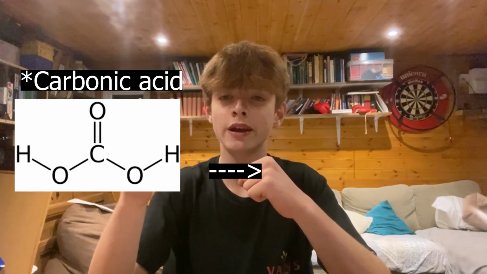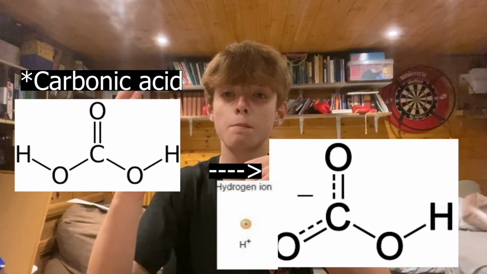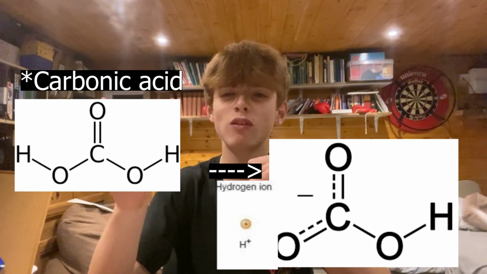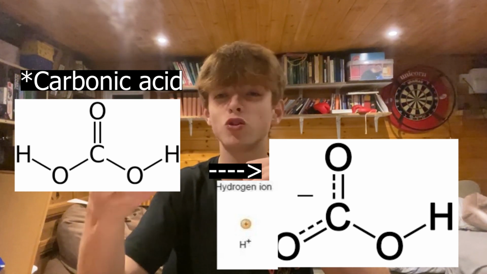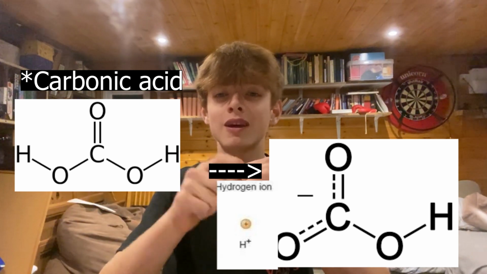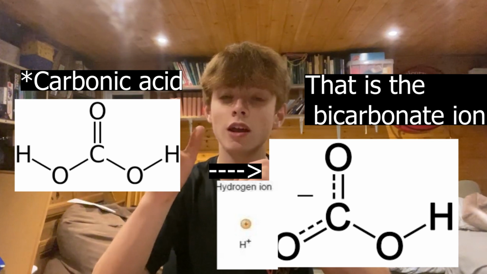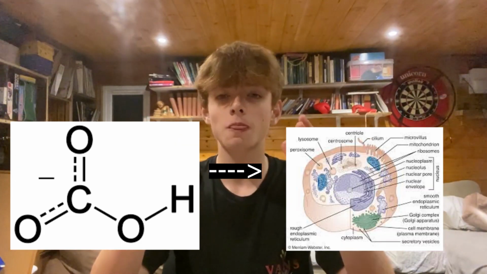Now, the carbonic acid is a very weak acid due to a few things that I'm not going to explain, but it will dissociate one proton to make an HCO3 minus ion. This then goes back into cells to start the urea cycle.